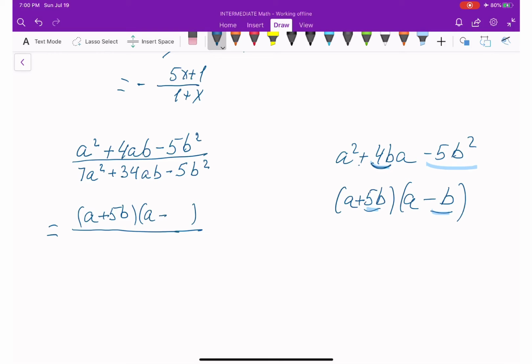a minus b. Okay, now next one, 7a squared plus 34ab minus 5b squared. Again, I'm rewriting it as 7a squared plus 34ba, because a is represented as an x squared, right?